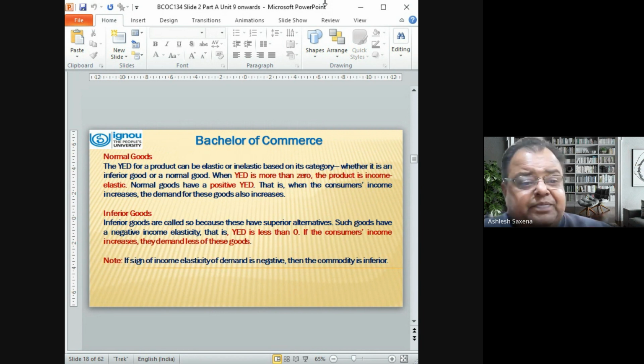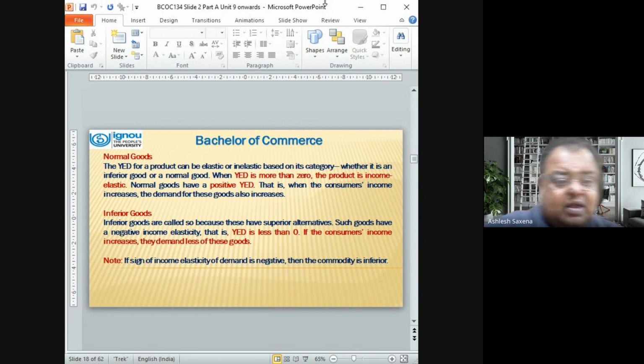Inferior goods are so called because these have superior alternatives. Such goods have a negative income elasticity. That is, YED is less than 0. If the consumer's income increases, the demand for these goods falls. If the sign of income elasticity of demand is negative, then the commodity is inferior.